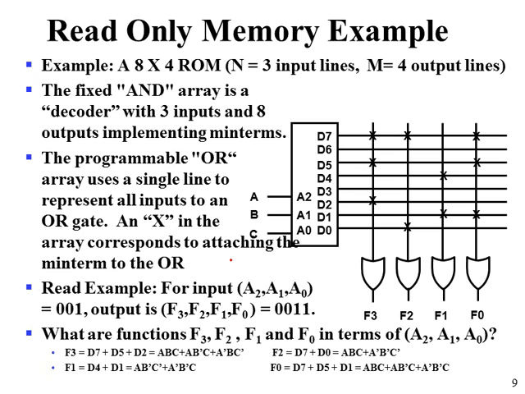So here is the idea. You have 3 inputs A, B, C and 4 outputs labeled F0 through F3. You have an AND array, which is nothing but a decoder. So you have 3 inputs and 8 outputs, a 3 by 8 decoder, which is the AND array, and it's fixed. And then you have OR gates.